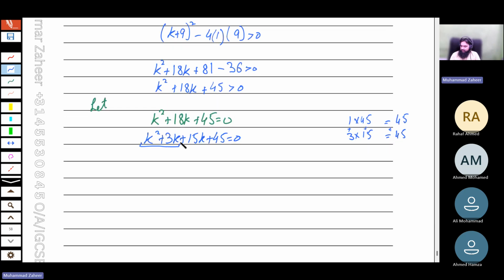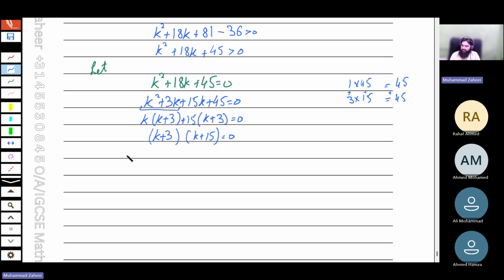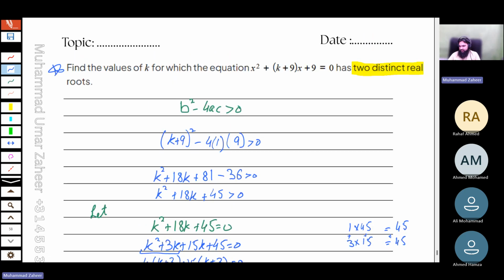Take common by grouping. In the first two terms, we get k as common. You will get k plus 3. In this one, we have 15 as common, 3 times 15 is 45. You will get k plus 3 times k plus 15 is equal to 0. Now we have to take them one by one equal to 0. K plus 3 is equal to 0 and k plus 15 is equal to 0. I'm going to get k is equal to minus 3 and k is equal to minus 15. The question is we have to find the values of k.